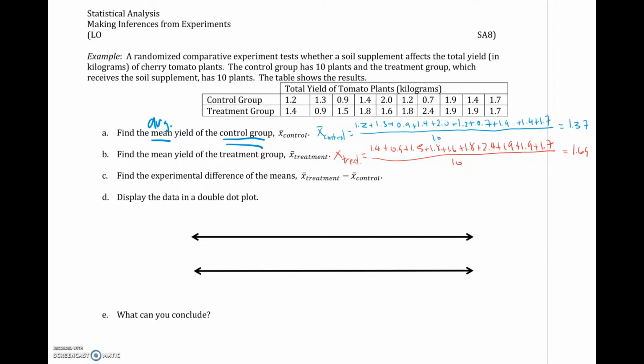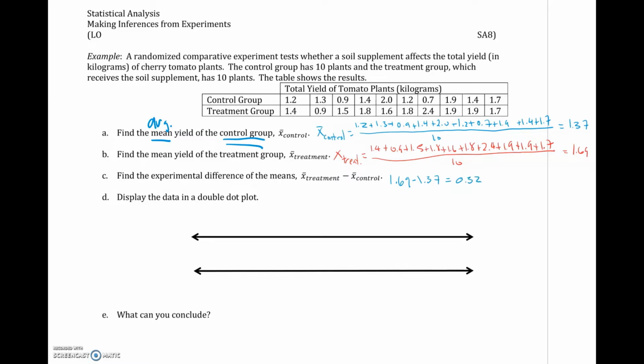So what we can do from here is, one thing we can do is we can look at the experimental difference of the means, which is just taking away the control mean from the treatment mean, and just taking a look at what that difference is. So we'll just do that 1.69 minus 1.37 to get 0.32.